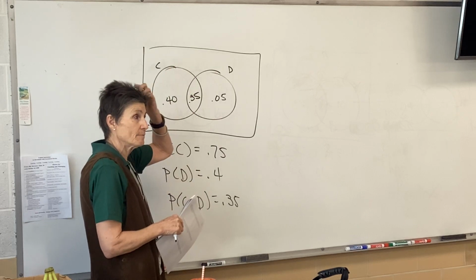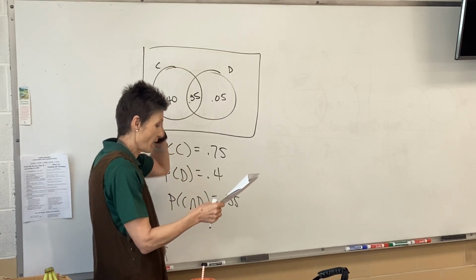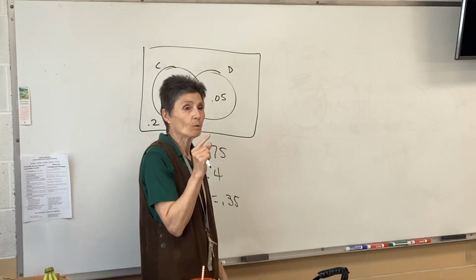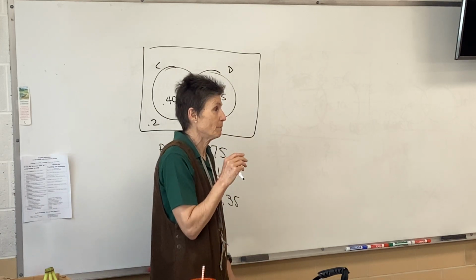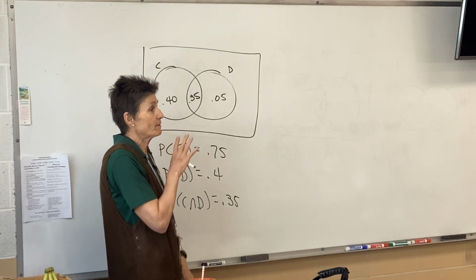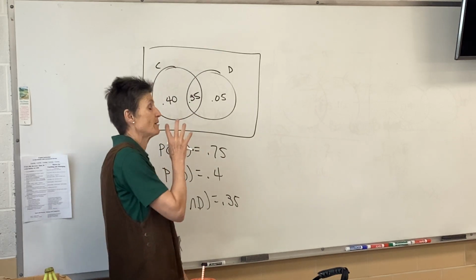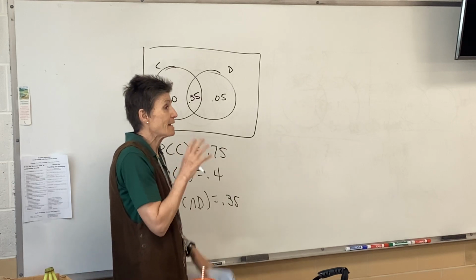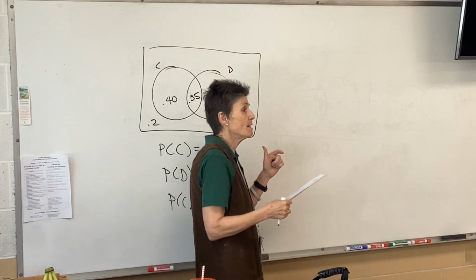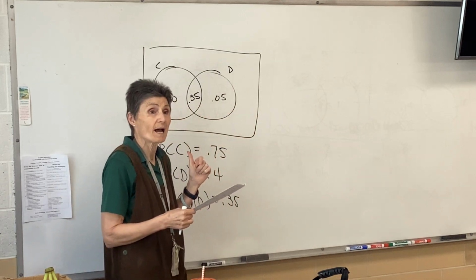How many got that right on your own? Perfect. Good job. All right. So now we're going to do our last kind of probability. We've done the charts, we've done the card problems, we've done the Venn diagrams, and now we're going to do what's called conditional probability, and we're going to do it with tree diagrams.